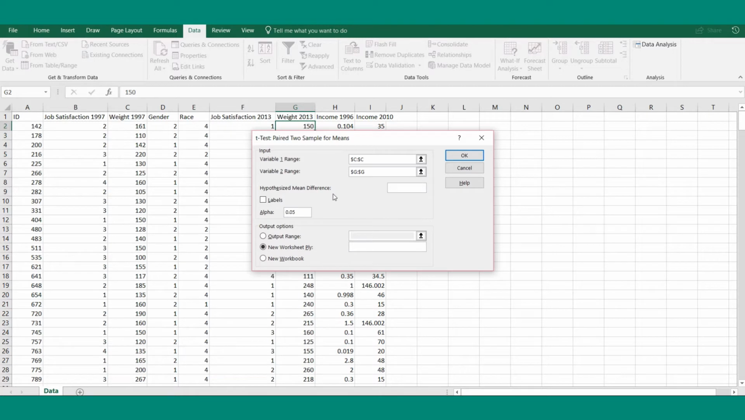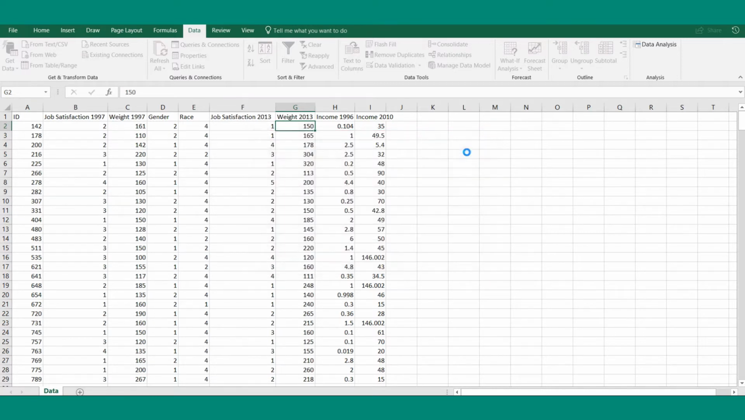Okay, and then the hypothesized mean difference, that's just going to be the number in your null, and for a two-sample test, that's always going to be 0 for this class, and generally it's always 0 anyways. And then I'm going to press labels and make sure that's checked because I have variable names here. I have weight 1997 and weight 2013. And then I'm going to keep the alpha at 0.05, but if you want you could change it. And then I'm going to make it go into a new worksheet, a new tab, so I'm just going to leave that and I'm going to press OK.